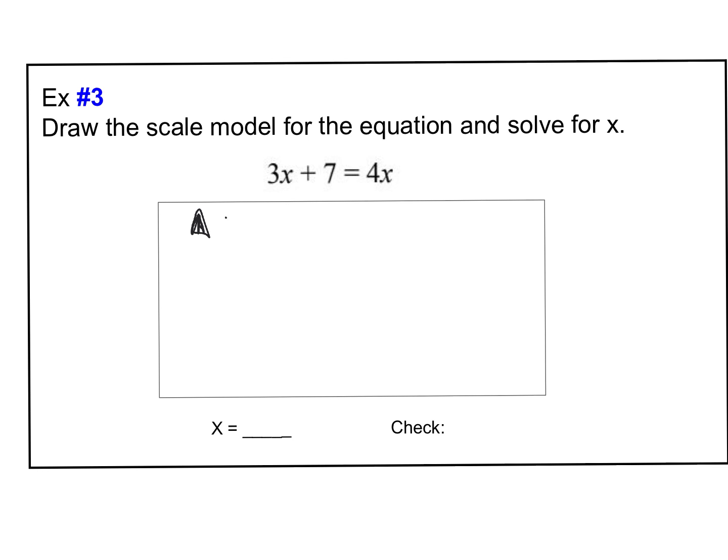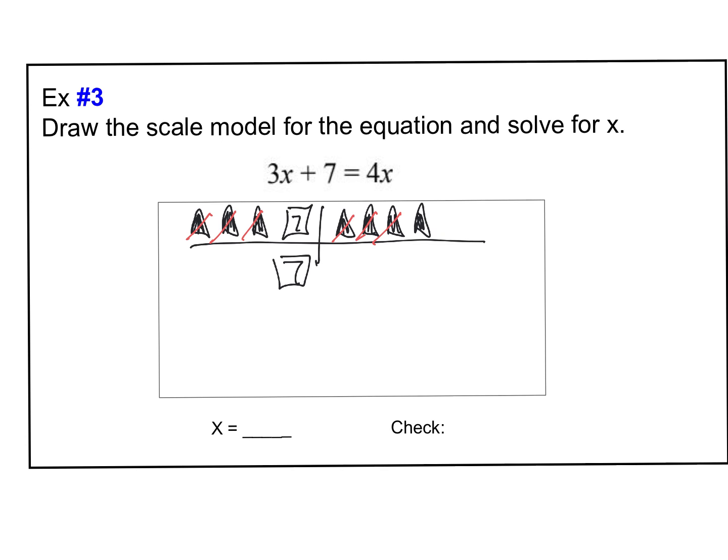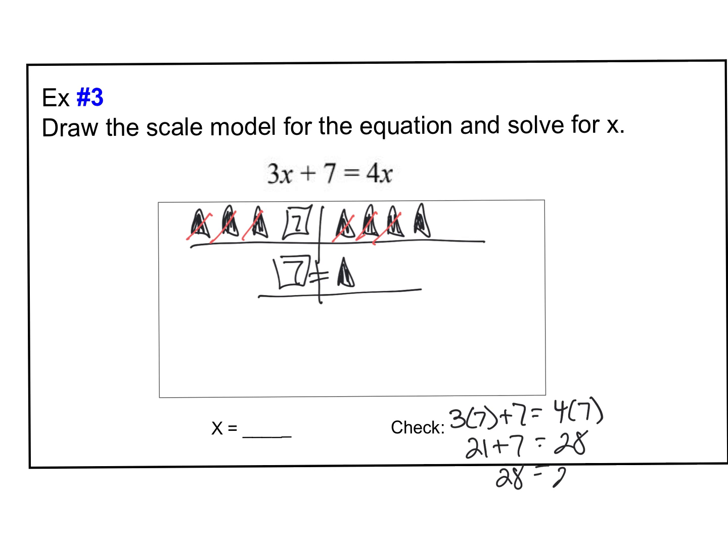So here, 3 triangles, and our 7. On the right side, we have 4 triangles. Taking off what's the same, there's 3 triangles on each side. So I'm left with 7 equaling our triangle. Our check becoming 3 times 7 plus 7 has to equal 4 times 7. 21 plus 7 is 28. 4 times 7 is 28. So x is equal to 7.